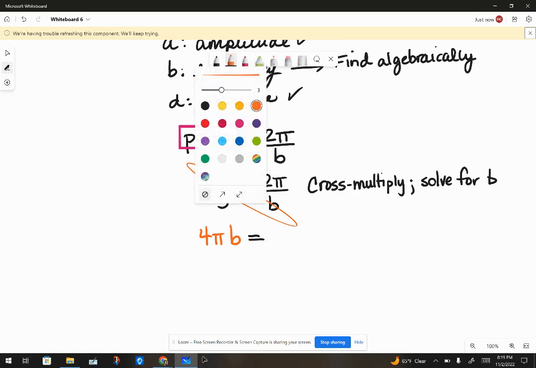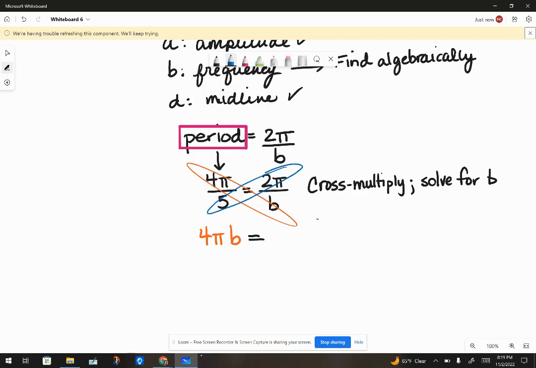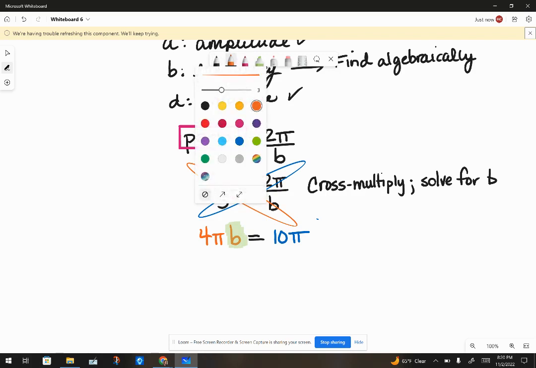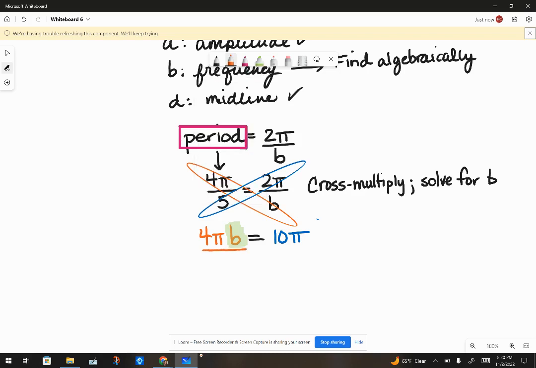Let's use a different color here. Let's use blue, and I'm going to multiply in a different direction. 5 times 2 pi, and I'm going to write 10 pi. Okay, and notice I write them side by side, and I have an equal sign in between them. I need to solve for b. This is b, and it needs to be isolated. And therefore, if I need to isolate b, I need to get rid of 4 pi. So I'm going to divide by 4 pi on both sides.